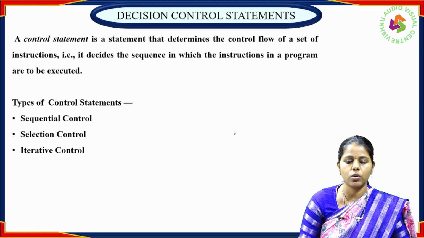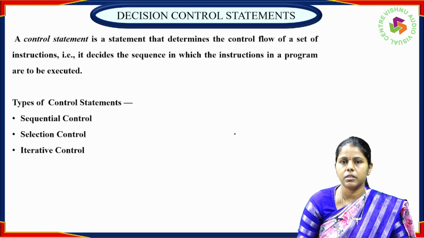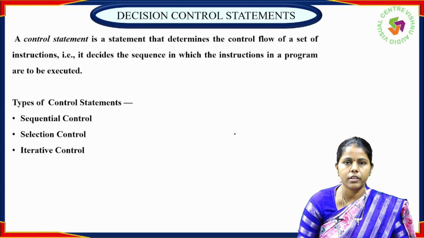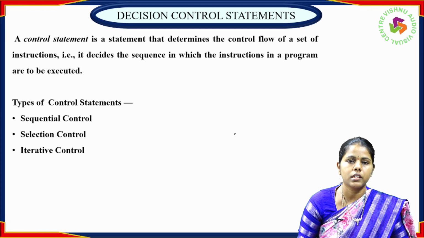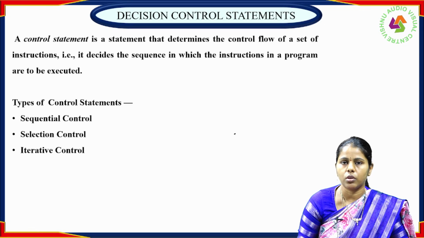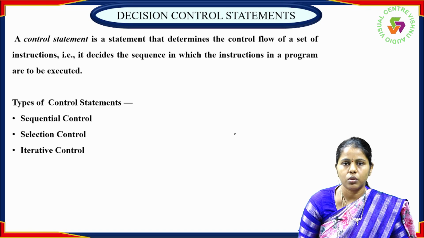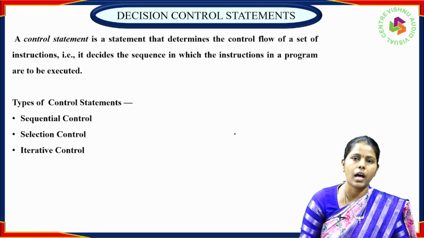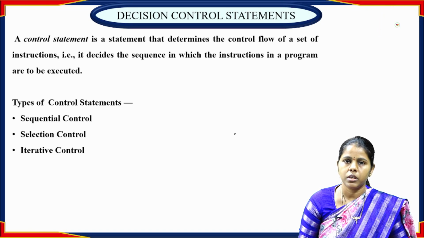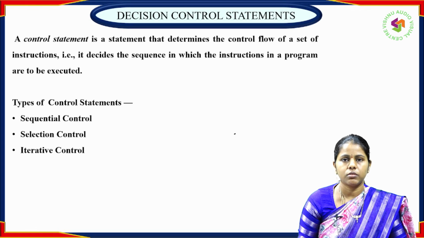So what is a control statement? A control statement defines the control flow of a set of instructions. So here we are having some types of control statements. There are three types of control statements: sequential control statements, selection control statements, and iterative control statements.